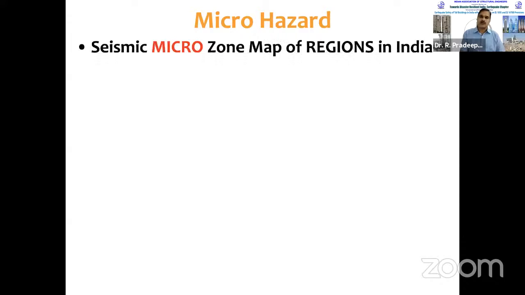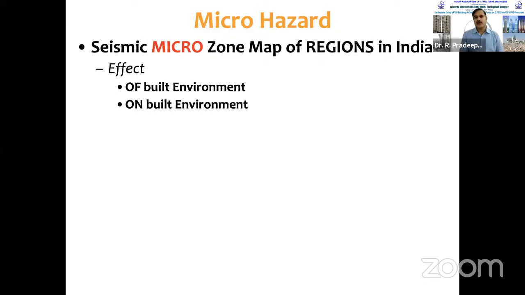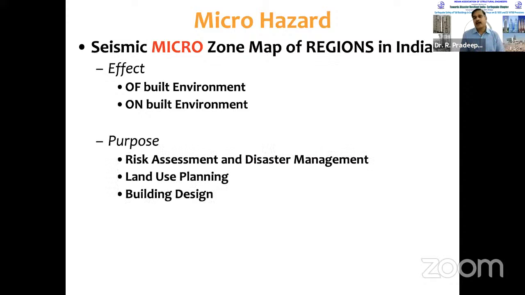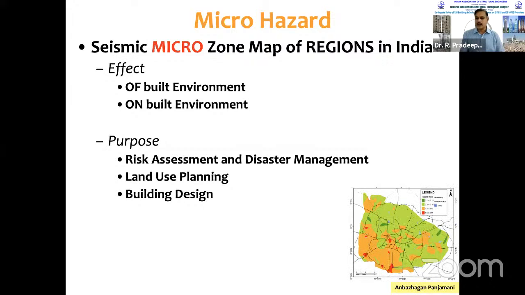The second one is microzonation. More than 20 microzonation projects have been done so far in the country, for several cities such as Delhi and Jabalpur. The effect on the built environment and the effect of the built environment are both studied. The purpose of this mapping is disaster management and risk assessment, land use planning, and building design. The range is 10 kilometers down to half a kilometer.